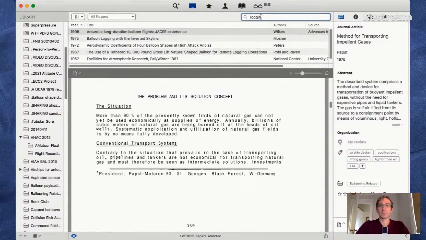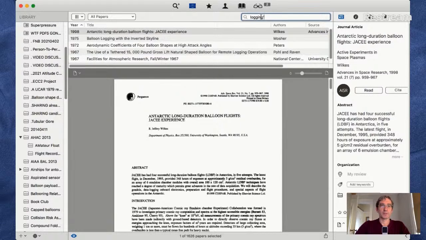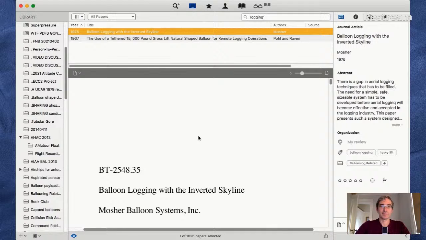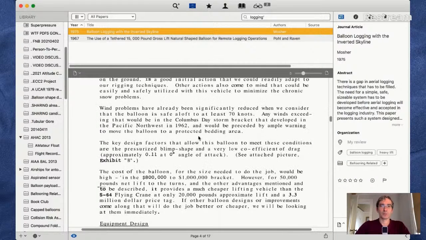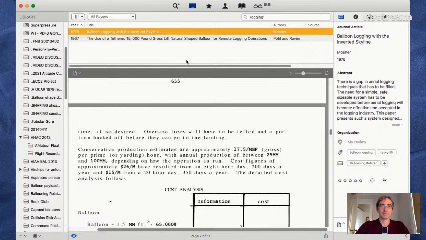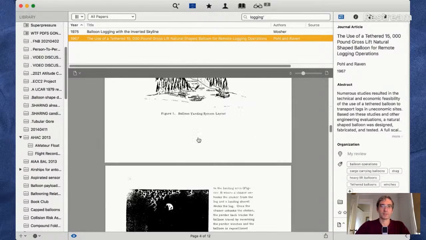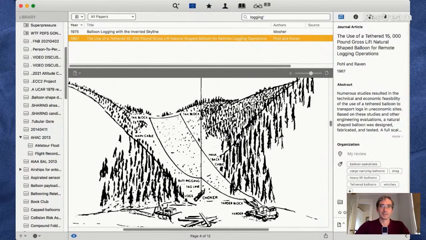I don't know if you're involved in logging or familiar with logging at all, but you might get a kick out of this. Balloons were used for logging. Let's see if there's a good picture. Yeah, I think this one's good. Yes. Look at this.